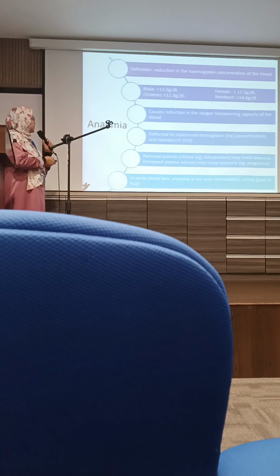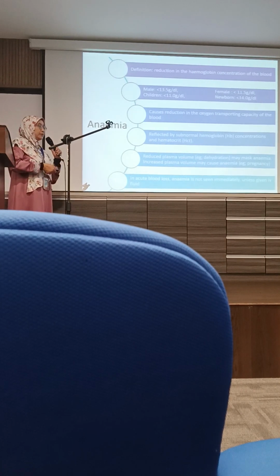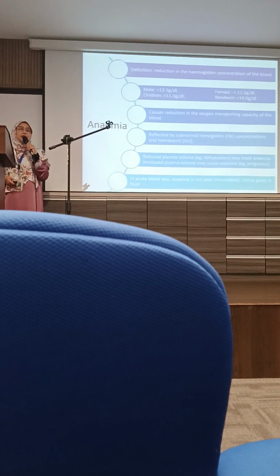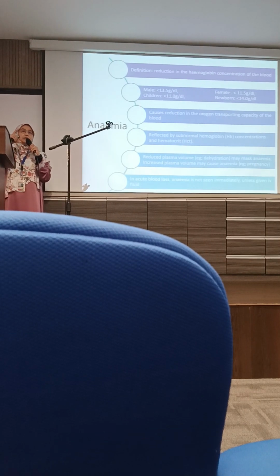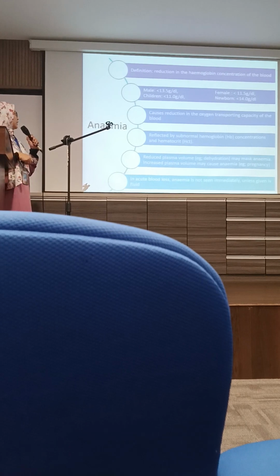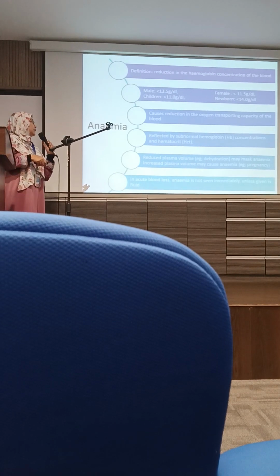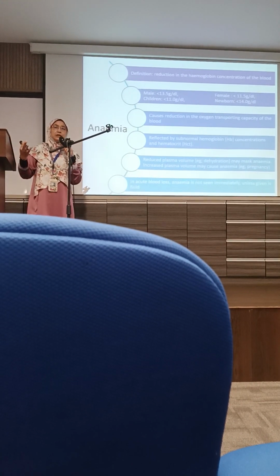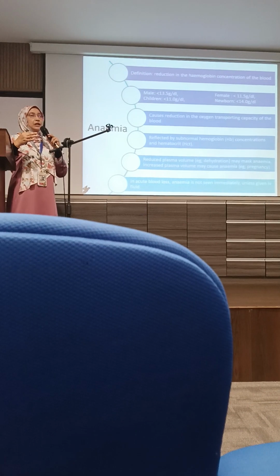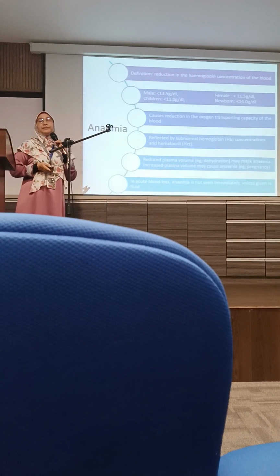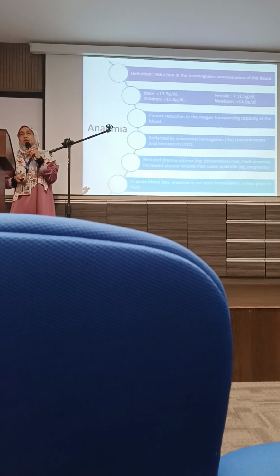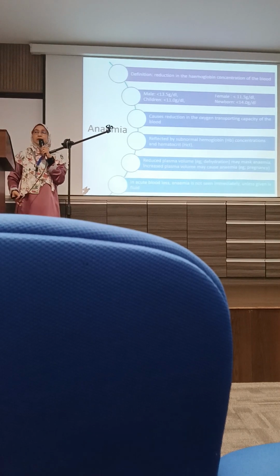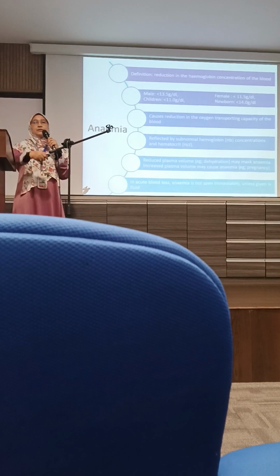However, in certain conditions like reduced plasma volume in dehydration, it may mask the anemia. Okay, because you have less plasma when you have dehydration, and also when you have increased plasma volume, it may look like anemia. For example, in pregnancy, your plasma volume is higher, so it looks like you are having anemia because it is diluted. Yeah? And in acute blood loss, anemia is not seen immediately unless you give intravenous fluid.